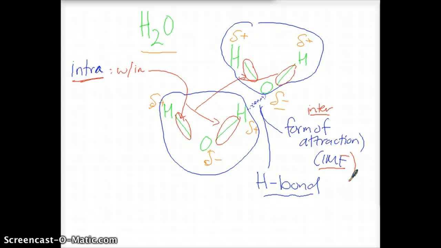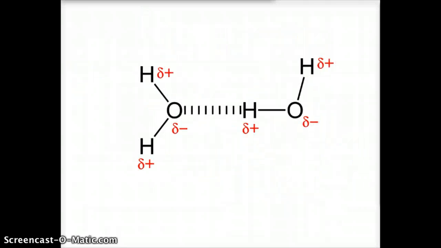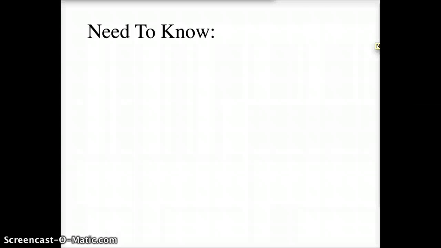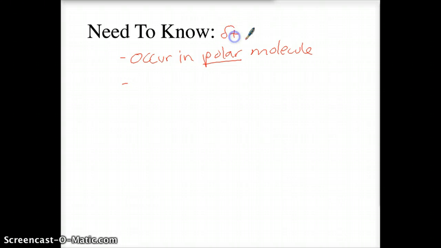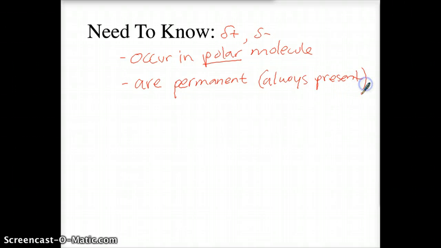Why does this form in water? Why does this intermolecular force actually exist? Well, there are a few things that we need to know about hydrogen bonds. They only occur in polar molecules. The example that we just looked at, water, was a polar molecule. These molecules are permanently polar. They're always going to have a slight positive and a slight negative end. So they only occur in polar molecules, and therefore they are permanent. They're always present. Water will always have hydrogen bonds no matter what because of the structure of the atoms.